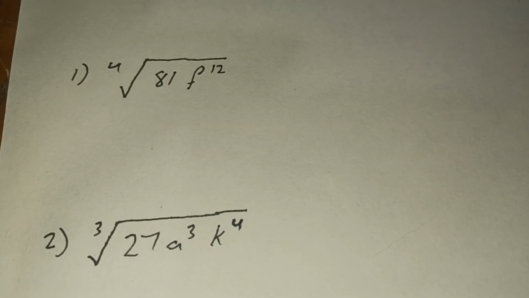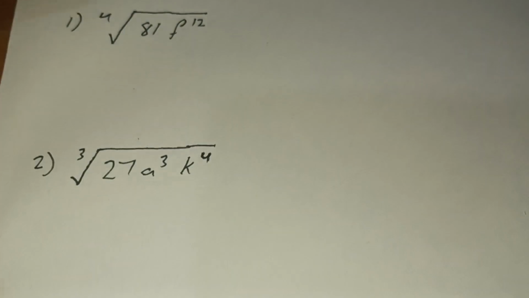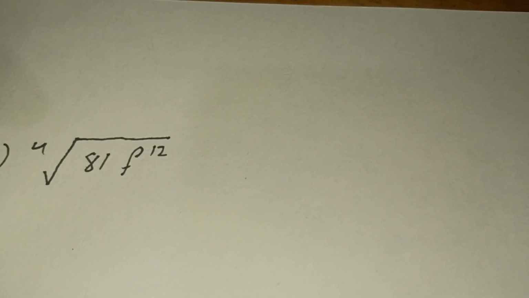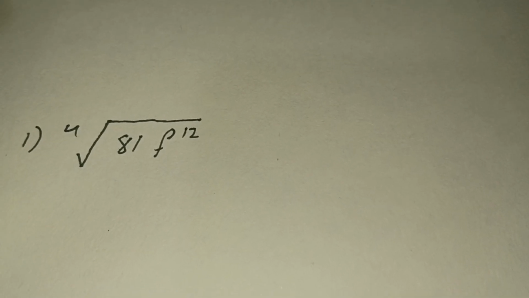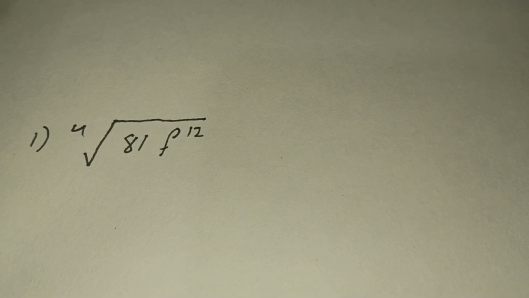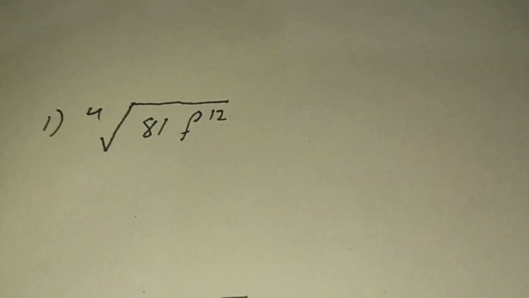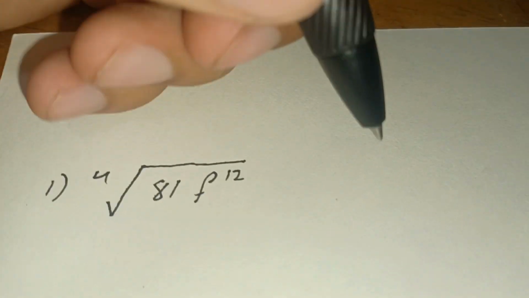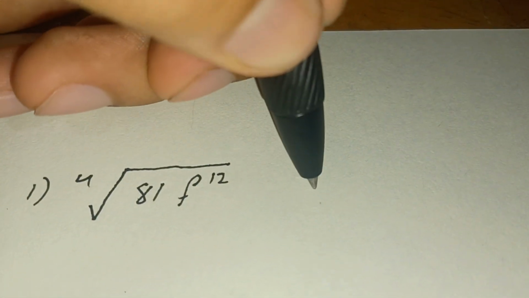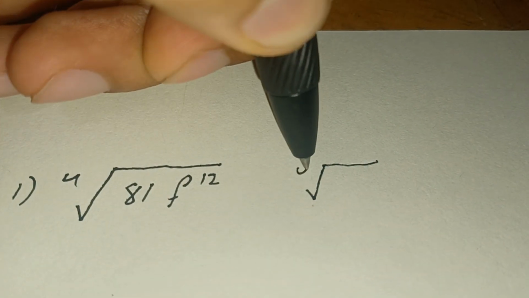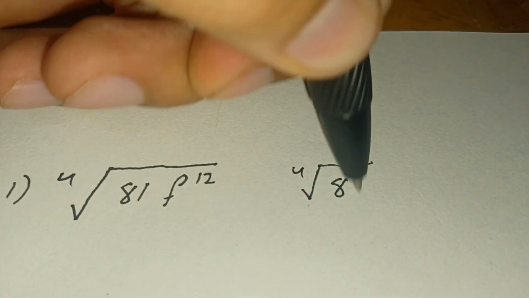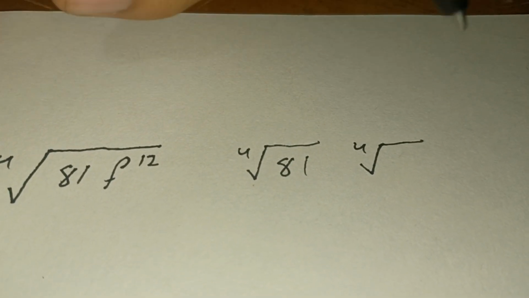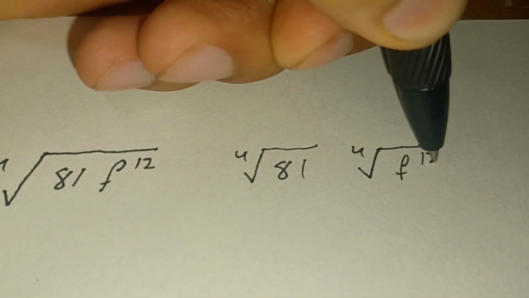So the first problem is the fourth root of 81 times f to the 12th power. So how do we solve this one? We can start by breaking it up: the fourth root of 81 times the fourth root of f to the 12th power.